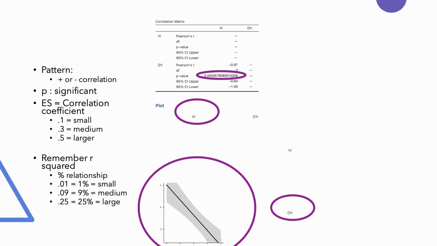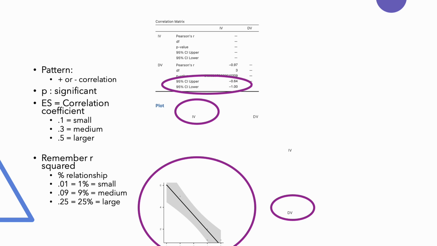Is this a significant correlation? Our p-value, is it less than 0.05? Yes, it is. Significant. If it's greater than 0.05, not significant, inconclusive. The 95% confidence interval suggests that our true population correlation ranges from negative 0.64 to negative 1.0. So before we even look at our effect size values with small, medium, and large, we know that the population correlation is negative. Now, a small correlation is 0.1, a medium correlation is 0.3, and a large correlation is 0.5.